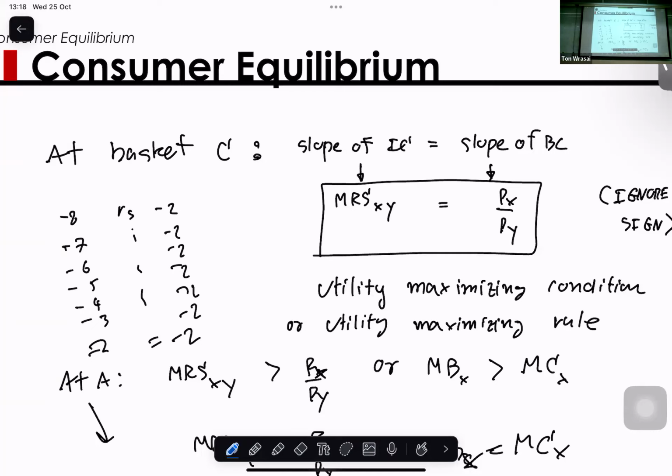Amount of one good a consumer is willing to give up to have one more unit of another good. Say it again. Amount of one good that a consumer is willing to give up to have one more unit of another good. Okay. Then if I say that MRS is equal to -8, what does -8 mean then?